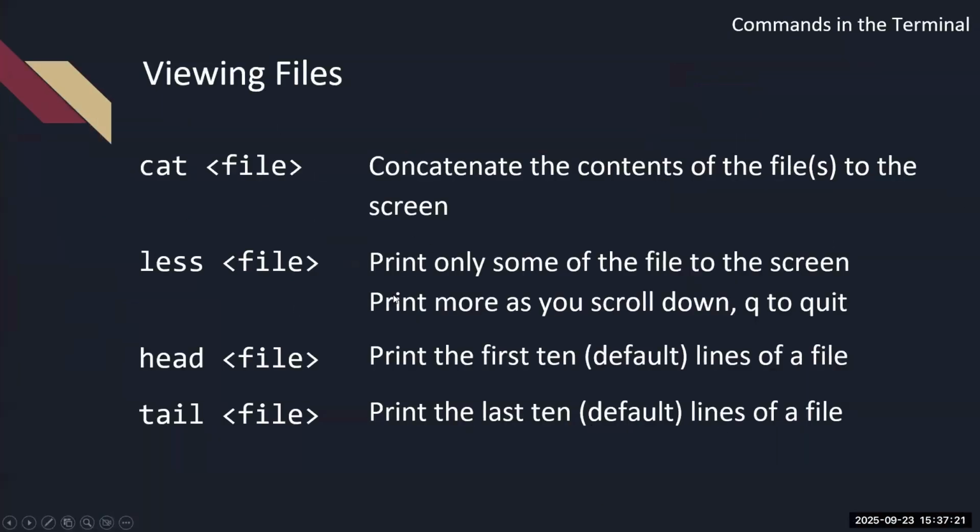If you want to view a file, you can use cat. Cat is a good one. Cat will print out everything on the screen. And cat means concatenate, meaning you can put two files here and it will print out two or more files to the screen. Make sense?